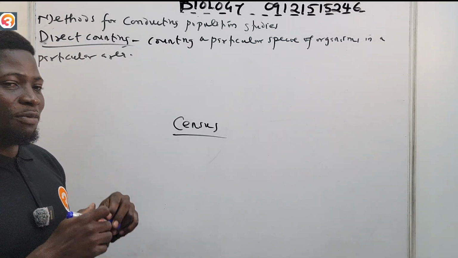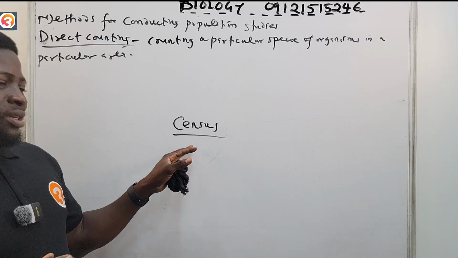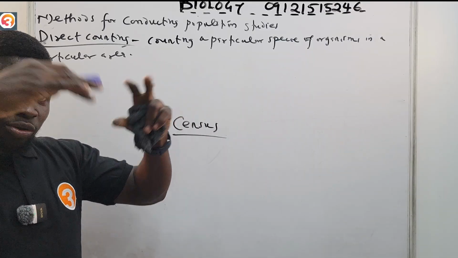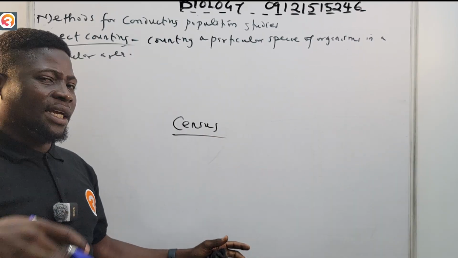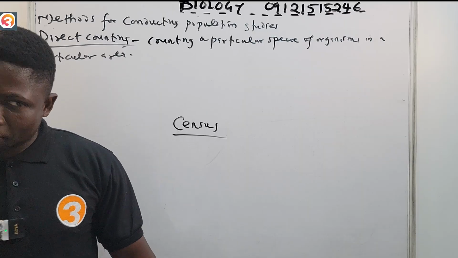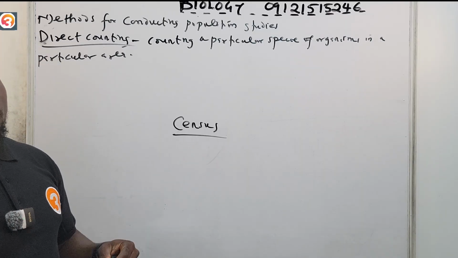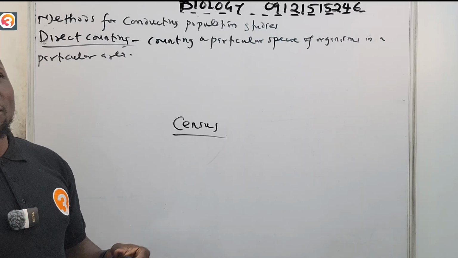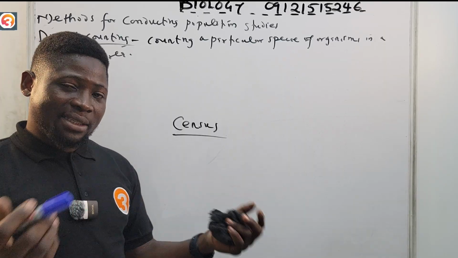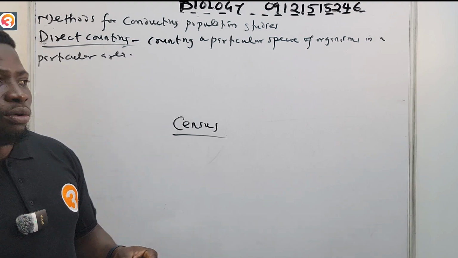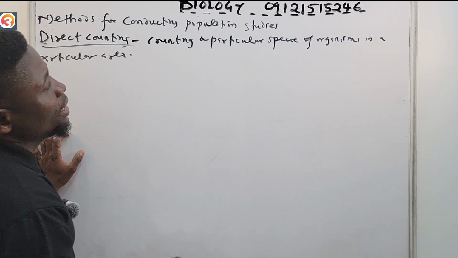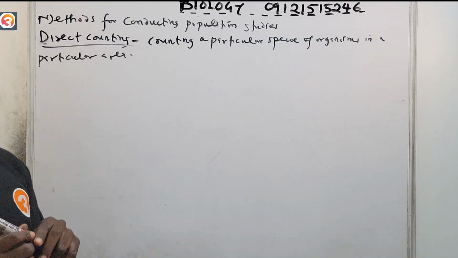They do census to know that. Different people go to different areas, go to a given area, calculate the number of people there and record it. Then at the end, everything is collated all over Nigeria and they estimate the population. It's always an estimate, because even before they announce the results, many people will have given birth and some will have died. So that is direct counting: counting a particular species of organisms in a particular area.